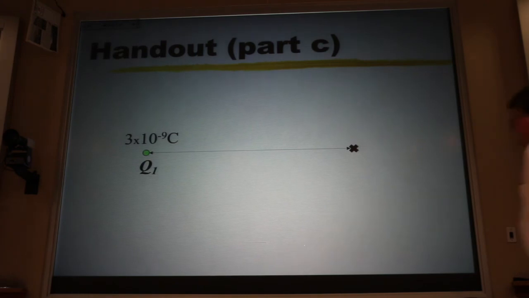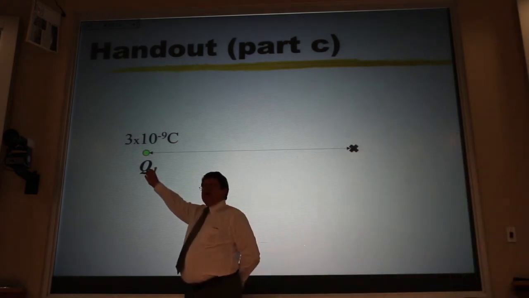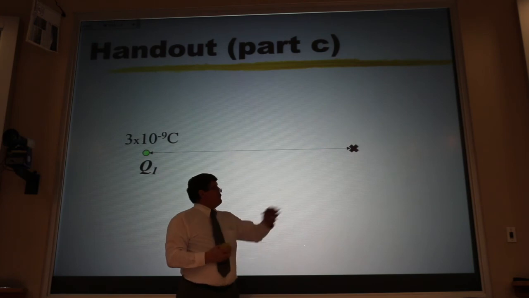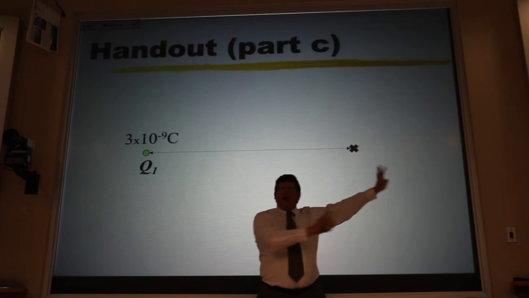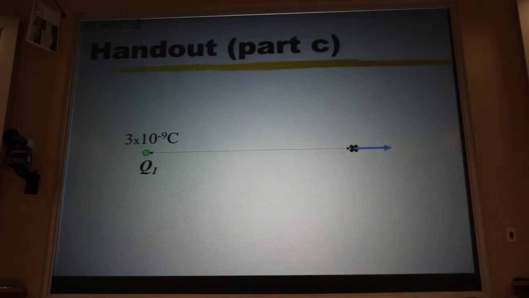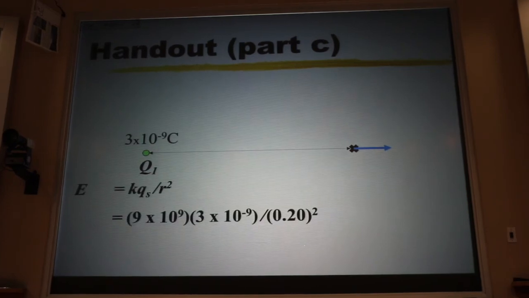Now, my source is a positive source. The electric field that it creates over here at the X is going to point away from the positive, which would be to the right. And now when I use this formula here to find the size, I would put Q1 in here. The size of Q1 is half the magnitude of Q2, so it shouldn't surprise me that I get a field that's only half as big. Okay?